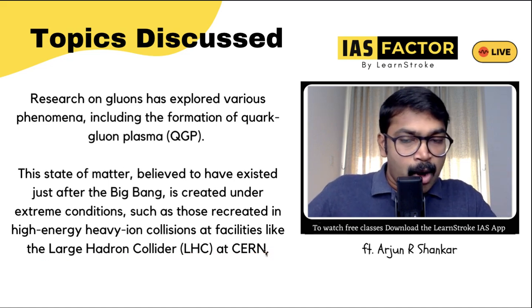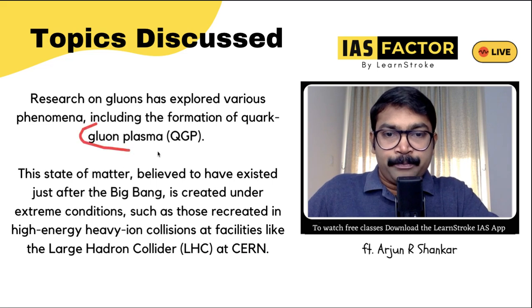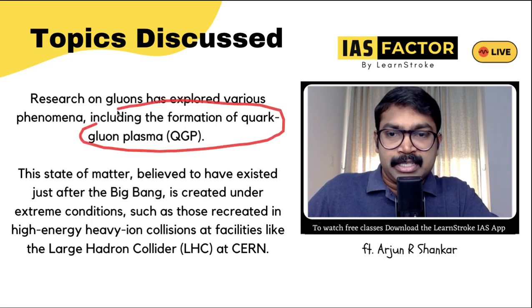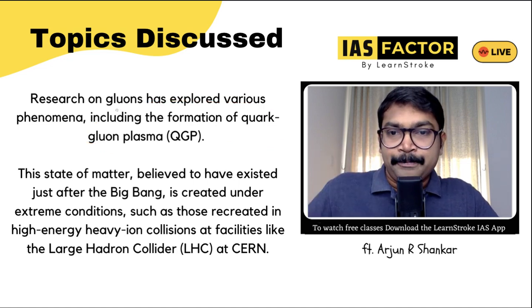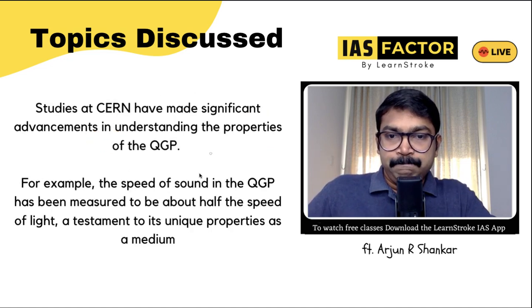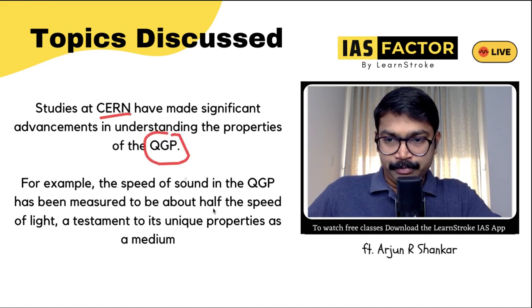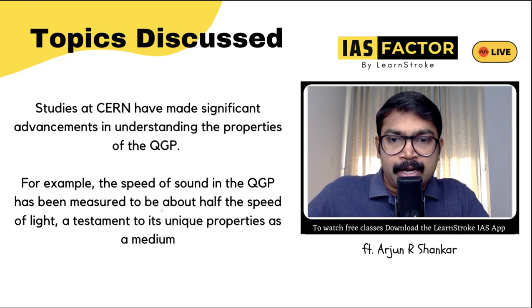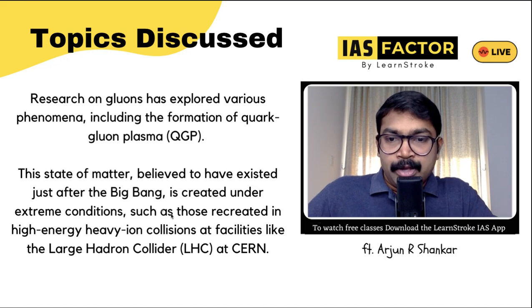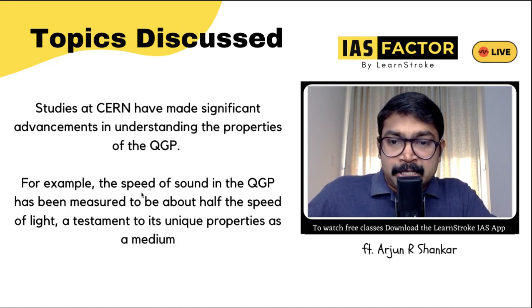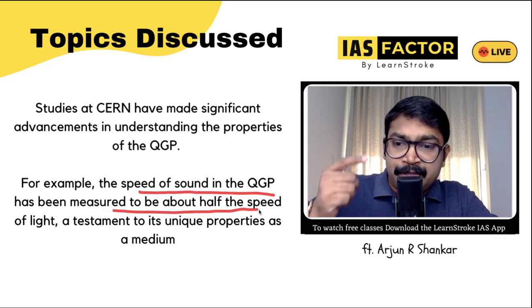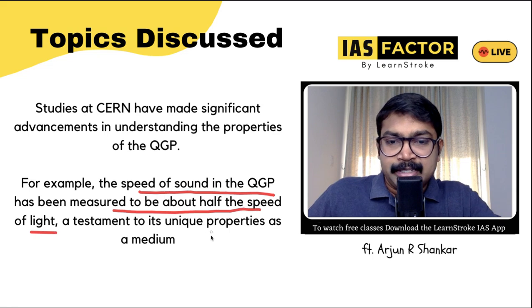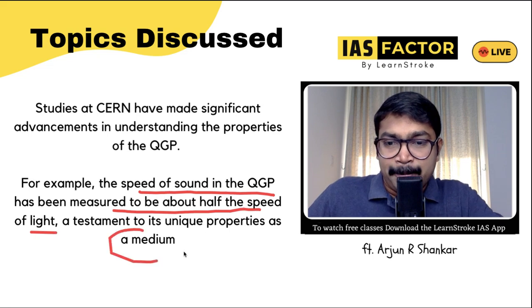So gluon, know about this. And the quark gluon plasma just after the Big Bang is very similar to that. So the studies at CERN have furthered our understanding of the QGP. For example, the speed of sound in the QGP has been measured to be about half the speed of light, which is a testament to its unique property as a medium.